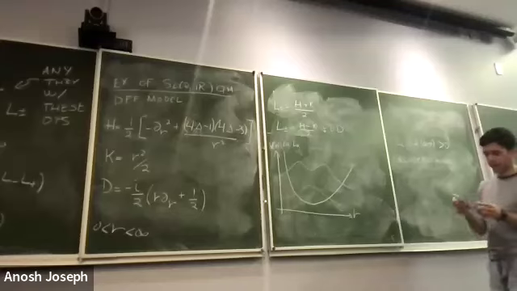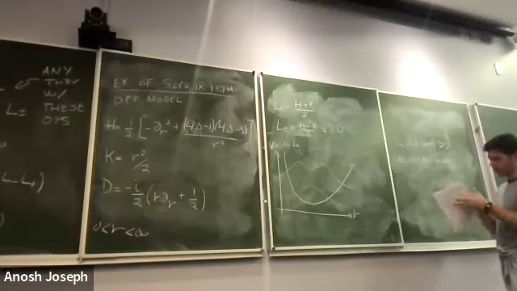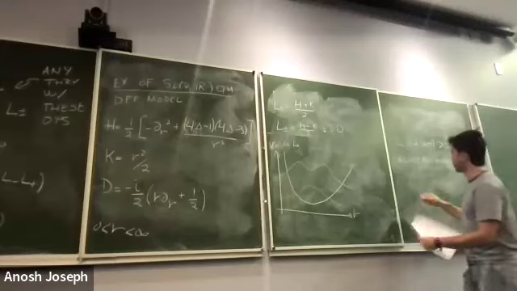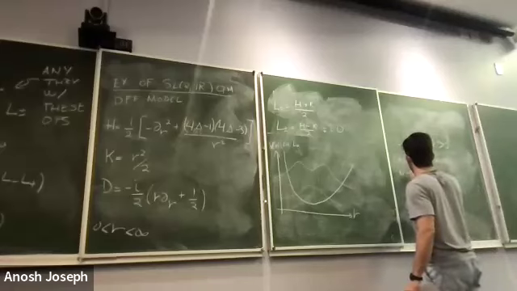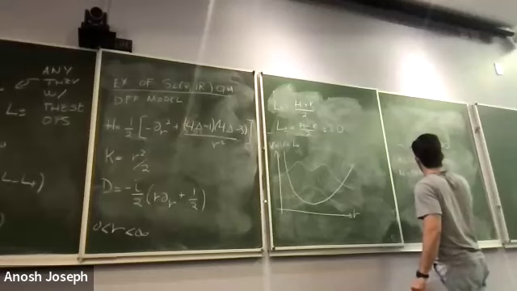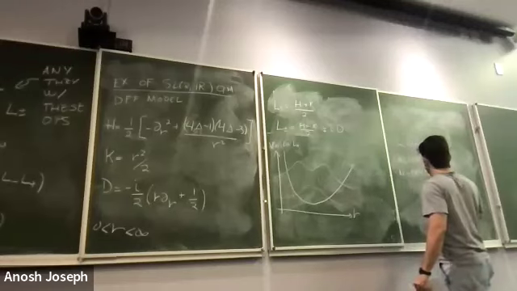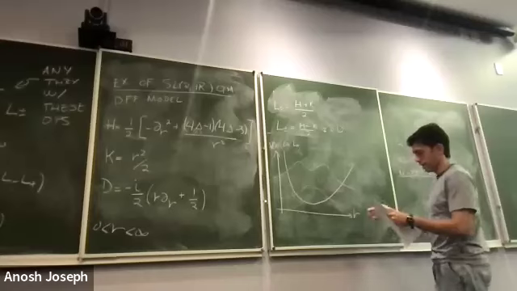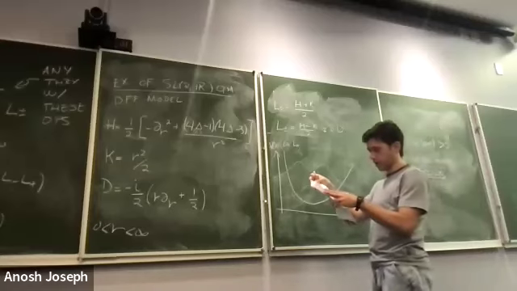So the Calogero model is this quantum mechanics, but now you think of n particles. And the Hamiltonian is the following.